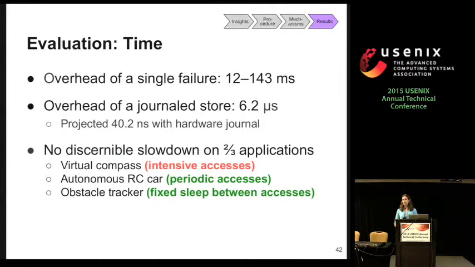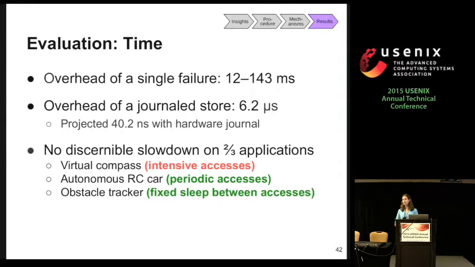In terms of time, it took from 12 to 143 milliseconds to recover from a failure. This involves all 3 of the steps: the rollback, the recovery of the peripheral, and the re-execution process, which is what accounts for such big variance there, because the recover function could vary from application to application, and also the actual re-execution amount depends on how long it took to actually recognize that there was in fact a failure.